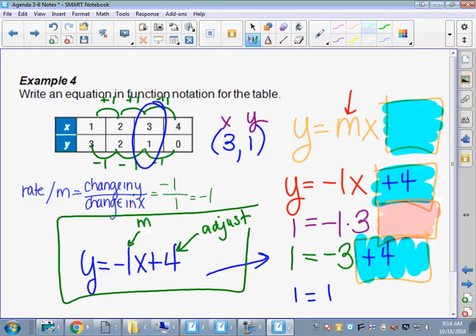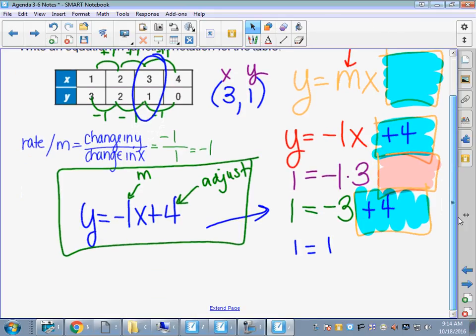And of course, I could write that in function notation. I would just switch that over to f of x equals negative x plus 4. Remember, you never have to write the 1. So both of those would be good.